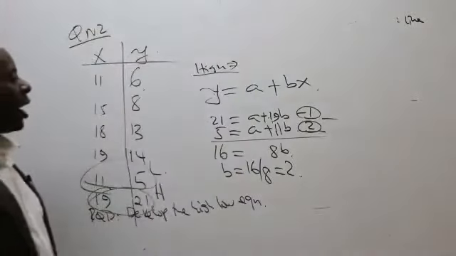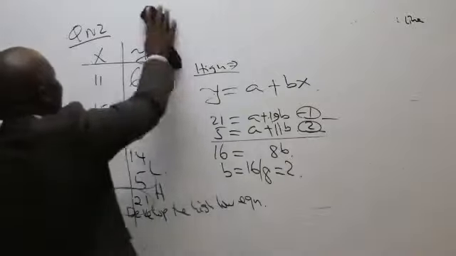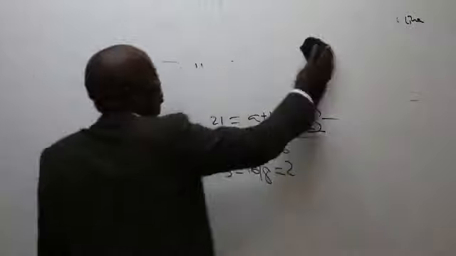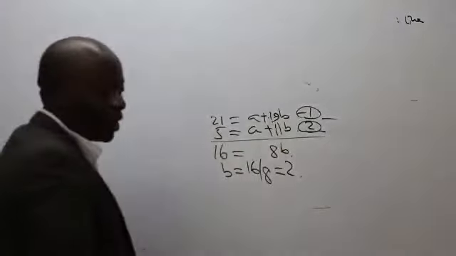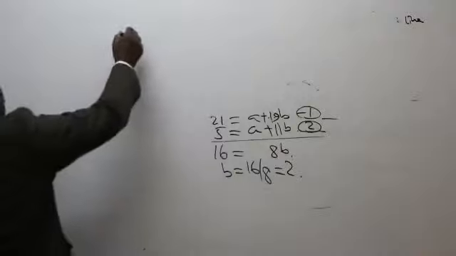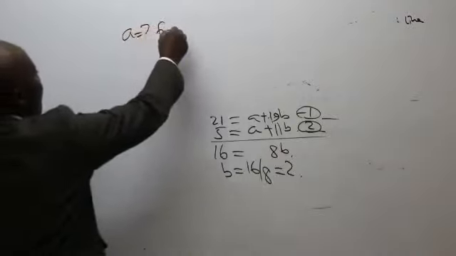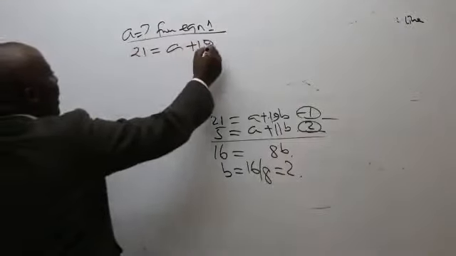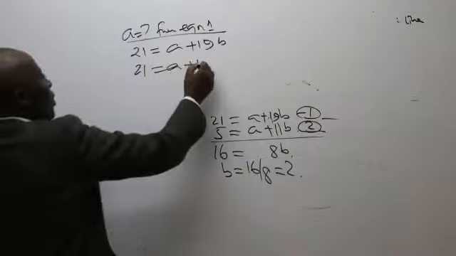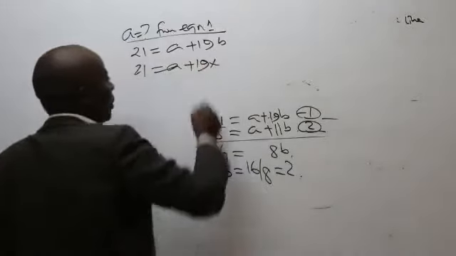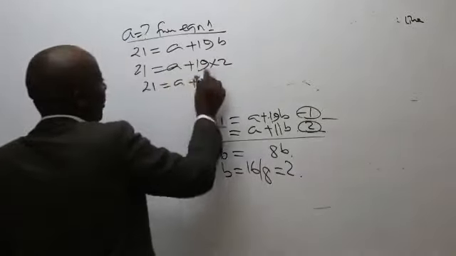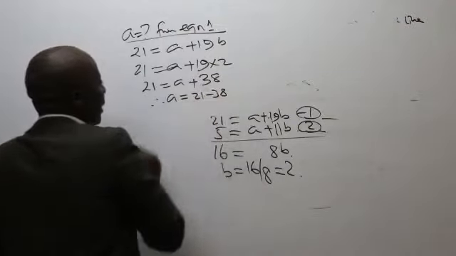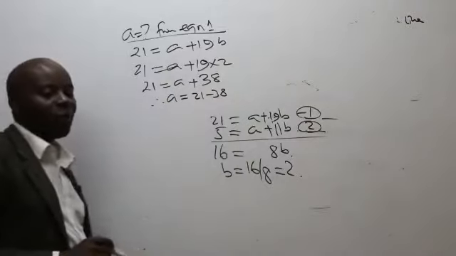B equals 2. After we get B, ladies and gentlemen, we know that the next thing will be for us to come and ascertain A. From any of the two equations, from equation number 1, what will the value of A be equal to? From equation number 1, we have 21 equals A plus 19b. So 21 will be equal to A plus 19b, which is 2. So 21 will be equal to A plus 38. So that means A will be equal to 21 minus 38, implying at the end of the day that A will be equal to what, somebody here?